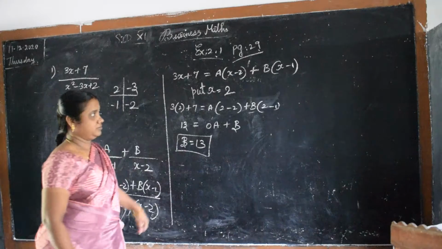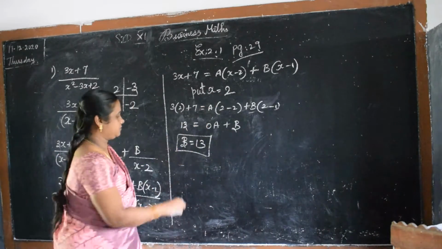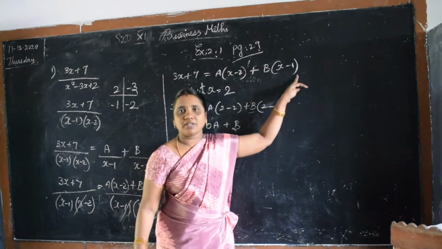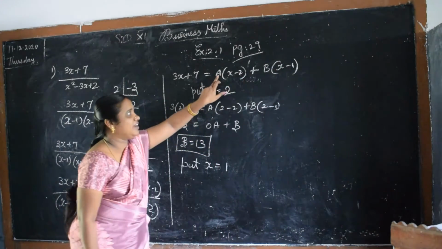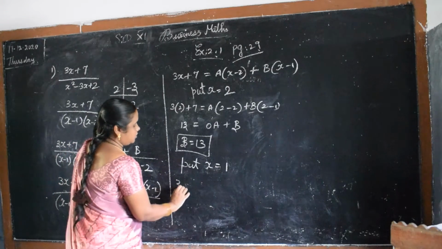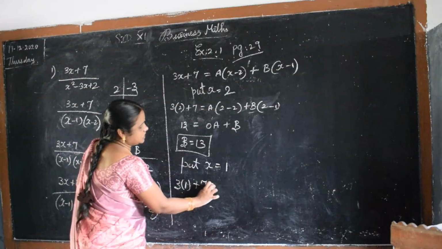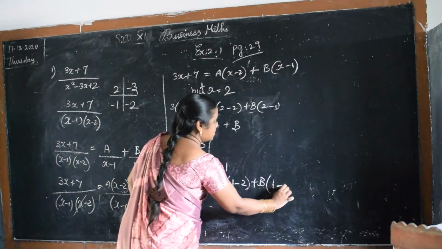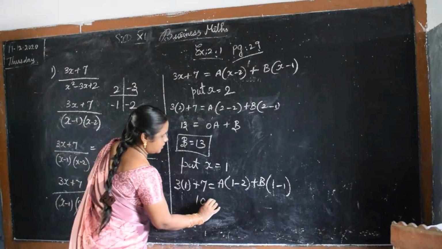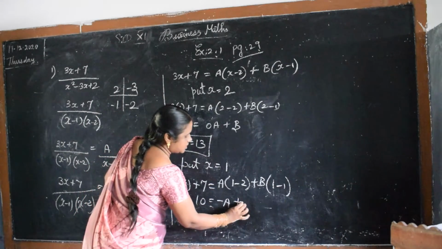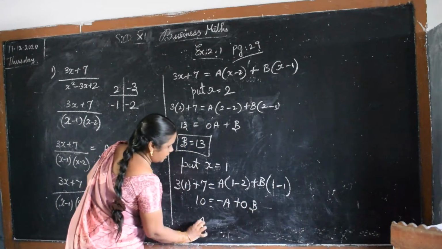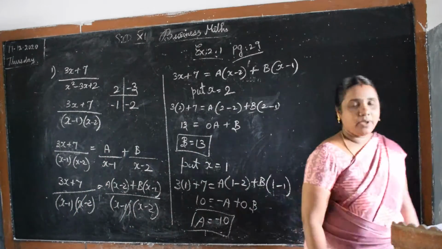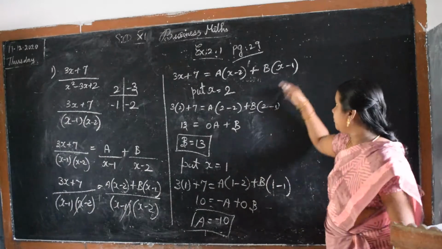Okay children, next I am going to substitute. Put x is equal to 1. Put 1 and add 1 minus 1, this term will become 0, and I will get the value of a. So 3 into 1 plus 7, 1 minus 2, 1 minus 1. 10 is equal to minus a plus 0b. So the value of a is equal to minus 10. Have you understood, children? Now I got the values of a and b.